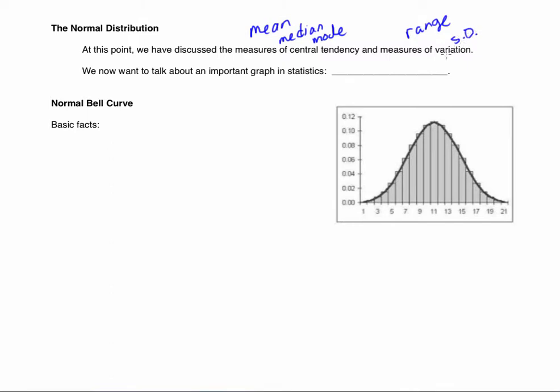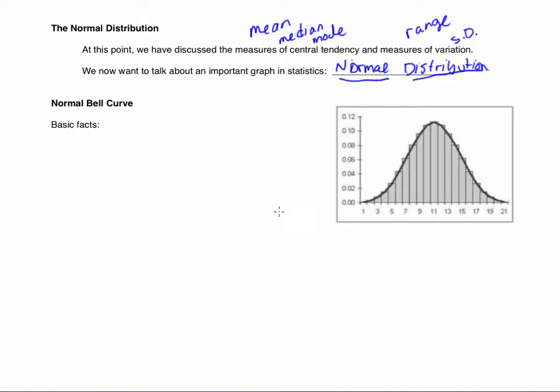What we want to talk about now is a very important graph in statistics, and that is the normal distribution. It's also known as the normal curve. So if something is distributed normally, then it's going to have this bell curve. You can hear lots of ways: the normal bell curve, the normal distribution, the normal curve.